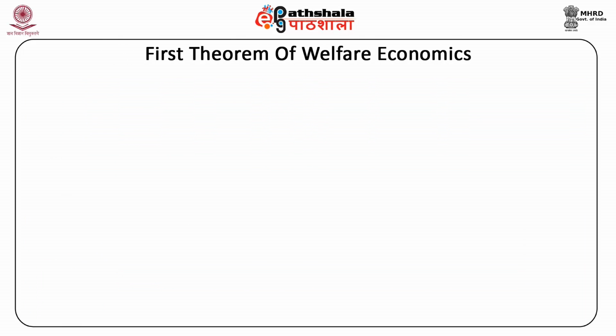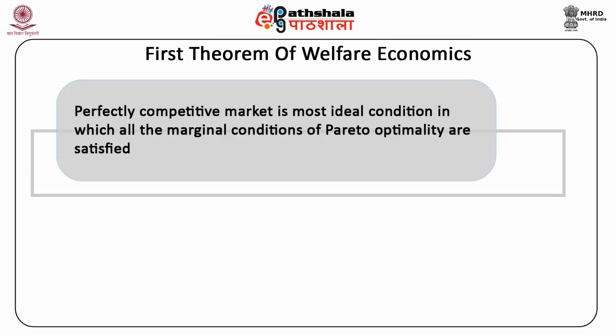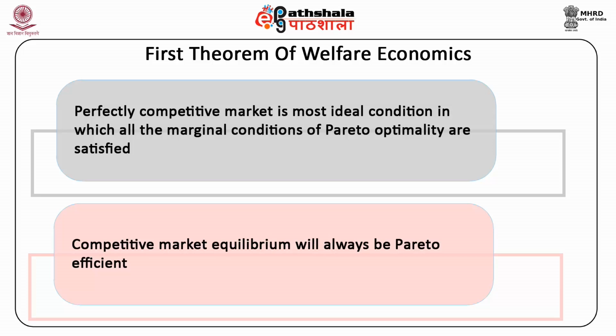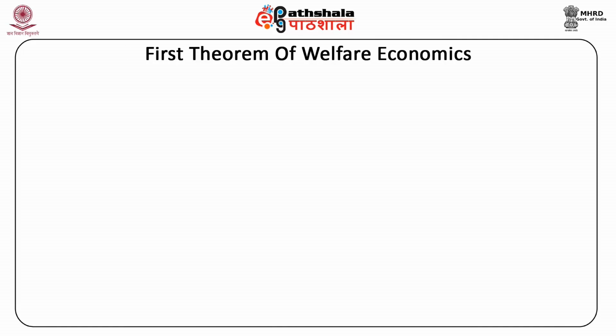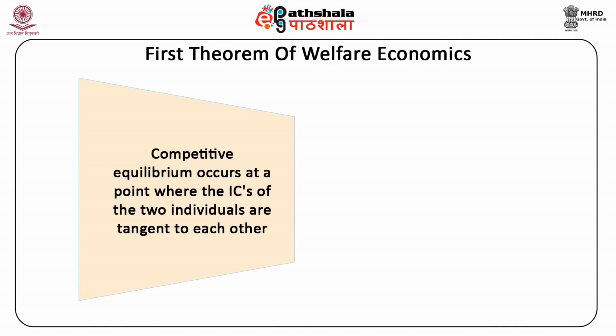Generally, it has been argued that a perfectly competitive market is the most ideal condition in which all the marginal conditions of Pareto optimality are satisfied. The first theorem of welfare economics postulates that a competitive market equilibrium will always be Pareto efficient. Diagrammatically, this can be seen by the fact that a competitive equilibrium occurs at a point where the ICs of the two individuals are tangent to each other.